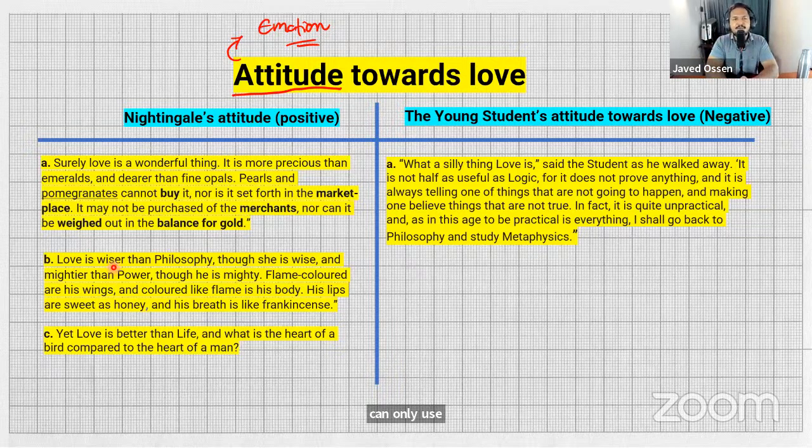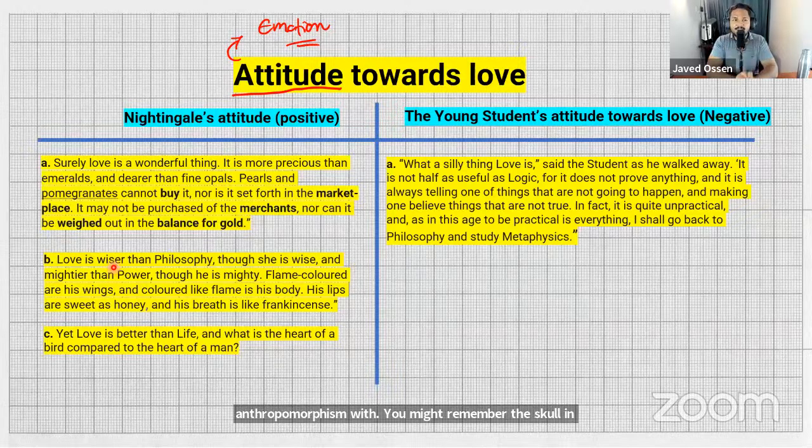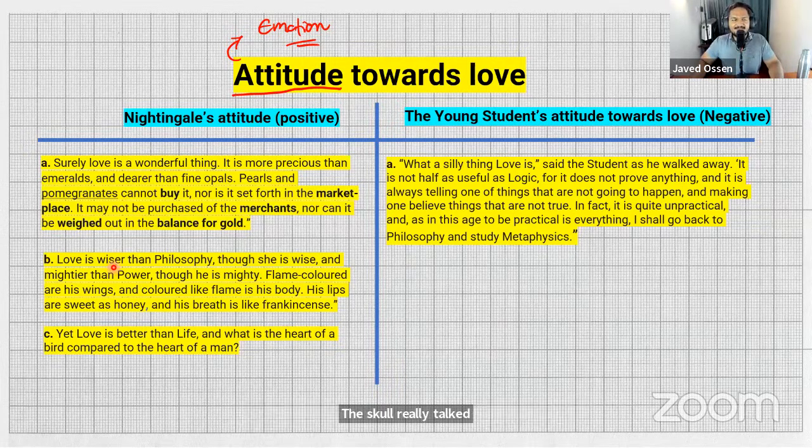Tell me another lesson where we can use anthropomorphism. You might remember The Skull and the Huntsman by Edward Lowbury. That's a good example for an anthropomorphic character. The skull really talked. It was an anthropomorphic skull. So here is personification. Love is personified. Remember, the Nightingale has a positive attitude towards love.